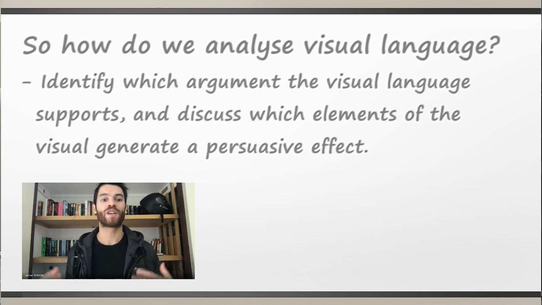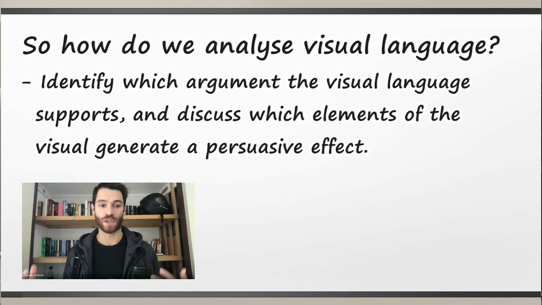So, how do we analyze visual language? It's simple. You attribute it to an argument. Now, ideally, you'll have determined what the arguments of a text are, and in the same way that you organize and attribute each piece of persuasive written language to a particular argument, you do the exact same thing with visuals. With visuals, there are never a large amount of these. So, as a general rule, try to include all of them at some point in your analysis.